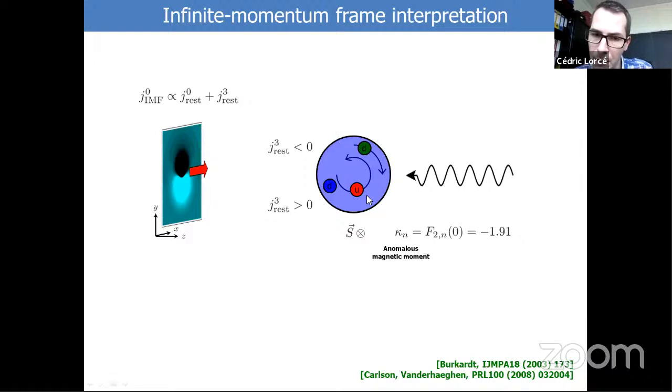the current is positive. So the charge current is going that way, and the charge current on that side is going that way. So it's positive here, negative here. And so when you sum the rest frame density and the rest frame current, this explains how you have a depletion of charge on the upper side and an increase of the charge on the lower side.